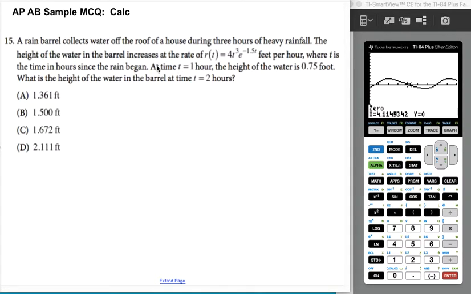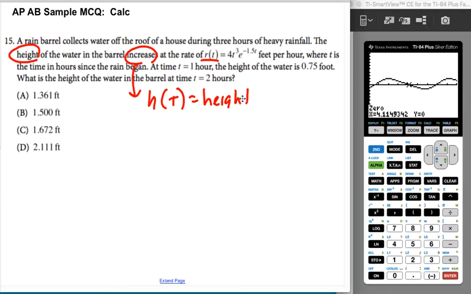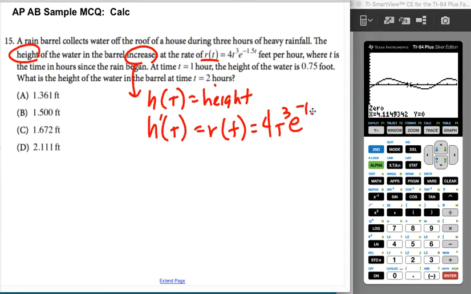Okay, so the trick here is that the height is increasing at a rate r. So here's the trap. They called it r of t, but that's h prime. Let's do a little bit of variable switching to make this less tricky. If h of t is the height, they're saying that h prime of t is the same as r of t. That's all they're saying. And that's where it's tricky. If they'd called it h prime, you probably would have instantly spotted that this was a first fundamental theorem of calculus problem, right? But because they called it r of t, it's harder to see.